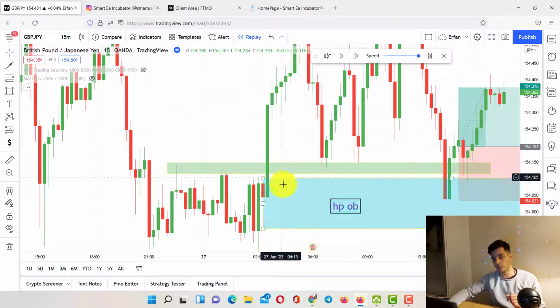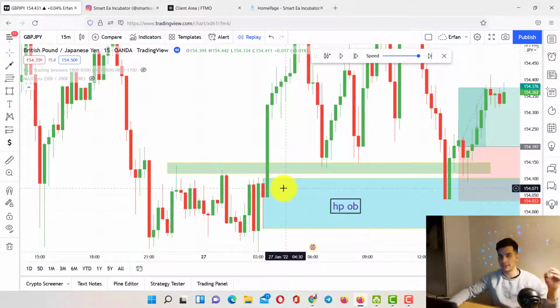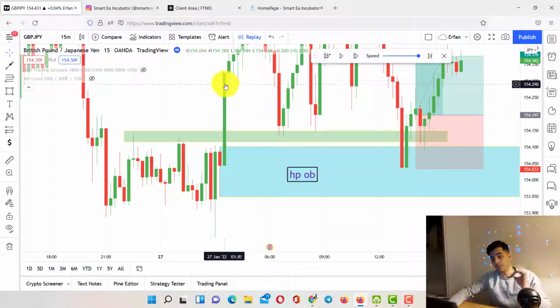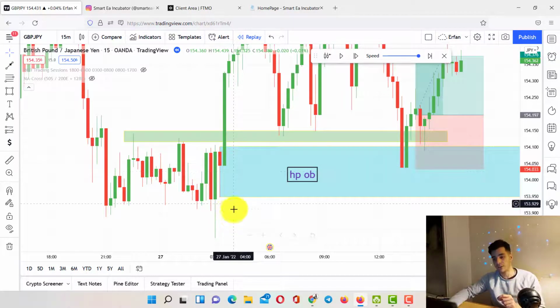If the next candle opens inside the order block, then it becomes a low probability order block. And if the next candle after this huge move opens inside of the order block and has a shadow outside of this order block, it becomes invalid completely. So this gap should be respected.